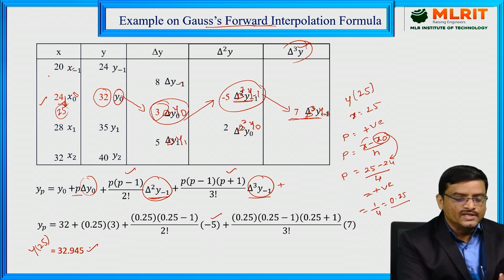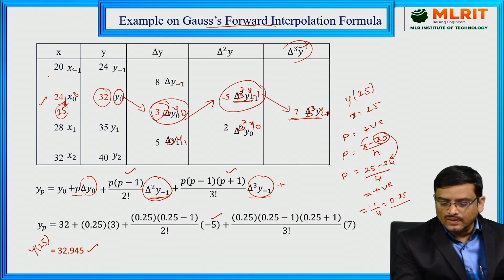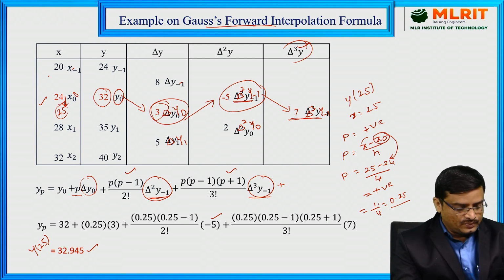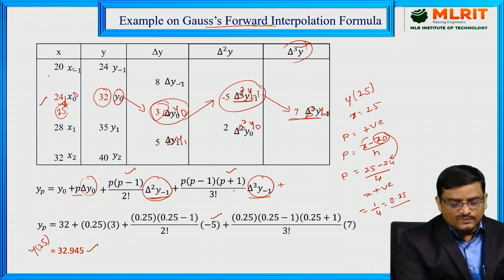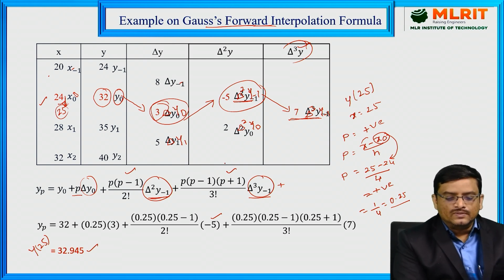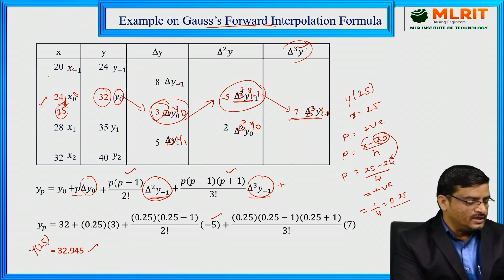So this is the way how we can apply Gauss forward interpolation. I think with this example you have understood how we have to consider that x naught value in order to get that P value as a positive value here, and how to represent the coefficients of these terms from the central difference table here. So this is an example for Gauss forward interpolation.